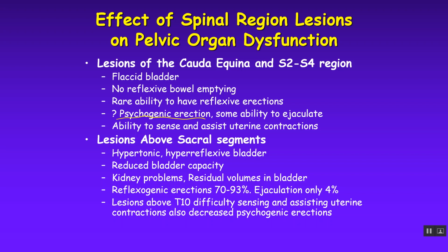Once you have a lesion above the sacral segments, you are now into the spinal cord, and not in the cauda equina, and not wiping out the actual anterior horn cells in the S2 to S4 region. We're above that, up in the spinal cord area. You're going to get more of a hypertonic, hyperreflexive bladder. So their bladder will be a little bit shrunken, and they won't be able to store as much urine. Sometimes that backs up into the kidneys and causes increased pressure in the kidneys. So people with spinal cord injuries are at high risk for kidney problems over time and can damage their kidneys.